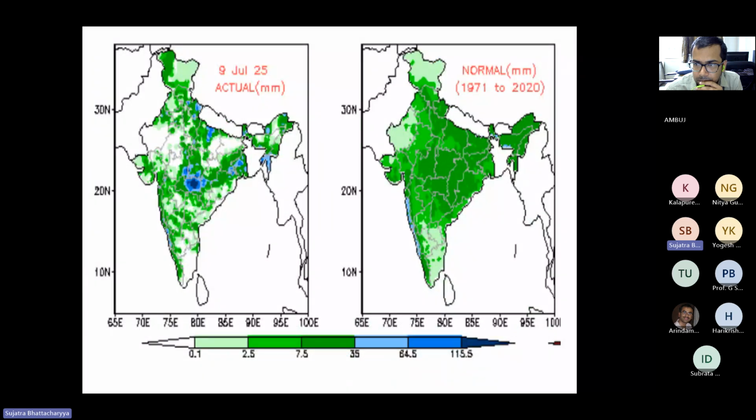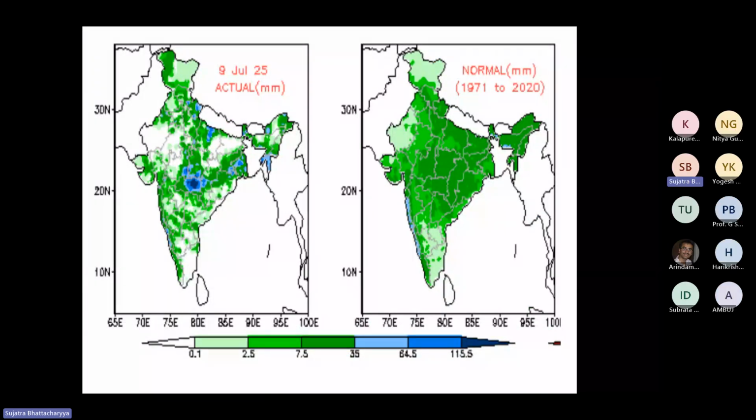Then I was curious to know how good the forecast of daily rainfall is, which I normally don't discuss. This was the actual rainfall till 8:30 this morning. There was a nice peak in Madhya Pradesh of the order of 70 millimeters of rainfall. This is the climatology. You can look at that.